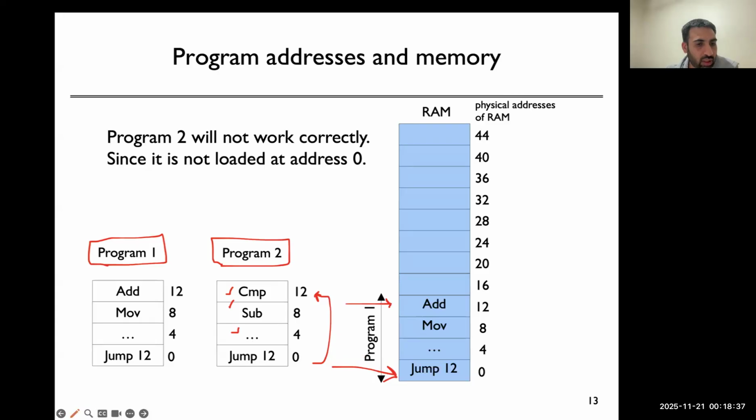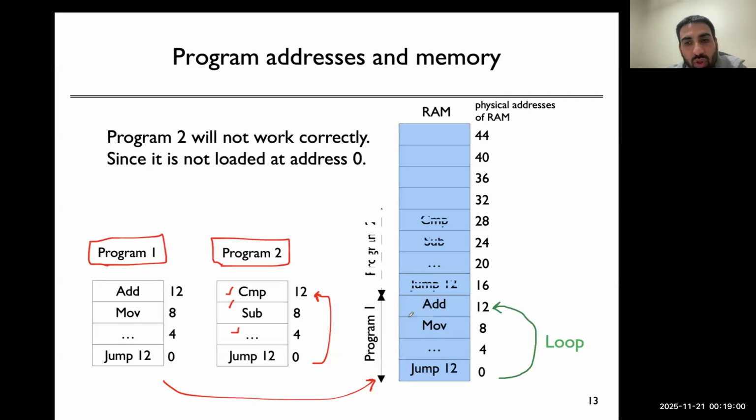Let me simply erase these arrows so as not to confuse you. Okay, so now let's say both programs are loaded in the memory. The first program is loaded at the start of the address range, so it takes the first 4 locations, and then program 2 is loaded in the next 4 locations. Now program 1 will work correctly because it is saying jump 12, right? However, the second program is not relocatable. It will work only if it is loaded also in these first 4 bytes.